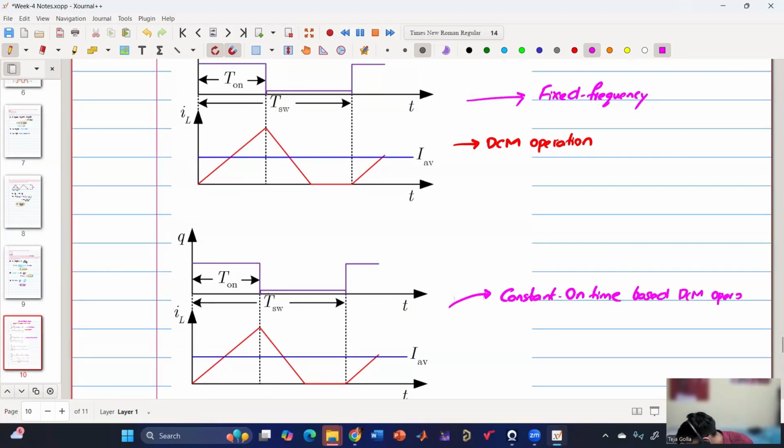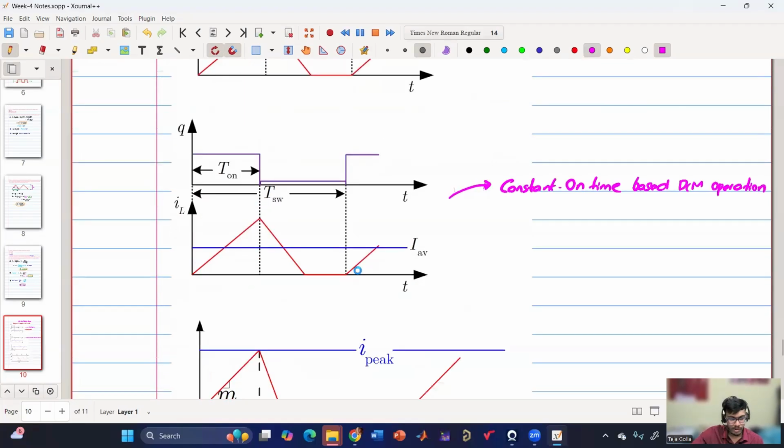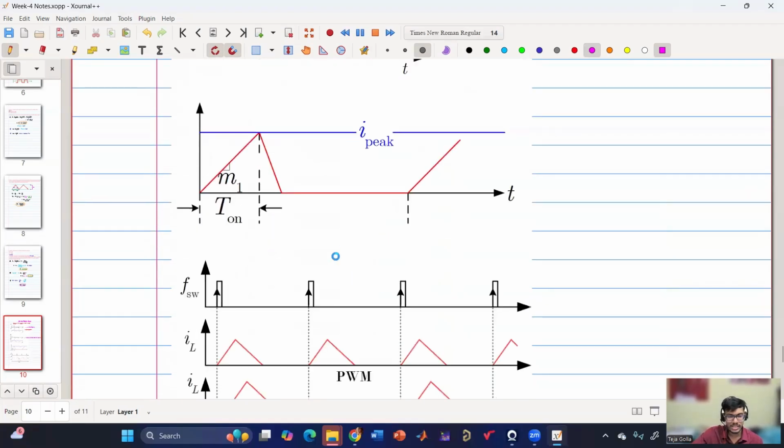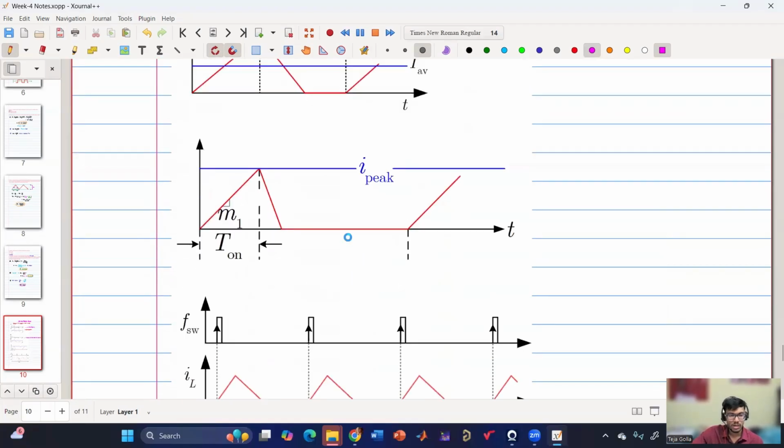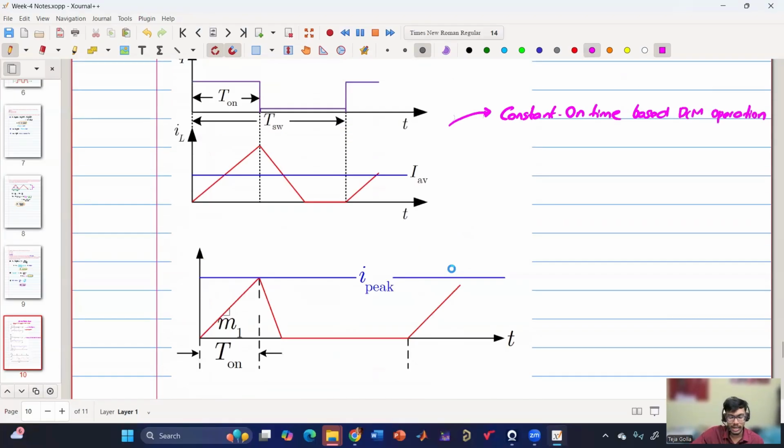There are different types of light load modulation techniques, and each of them has its pros and cons. Once I complete all these, I'll explain what the pros and cons are. So this is adaptive on-time based DCM operation. So this is adaptive on-time.